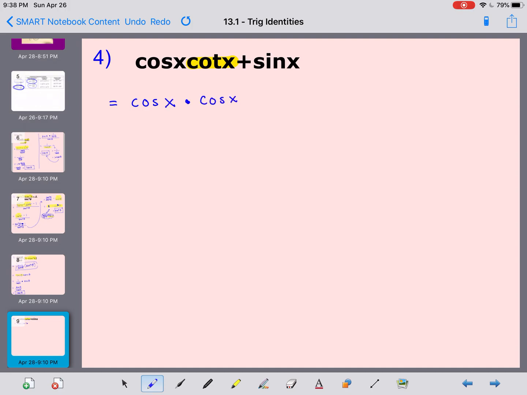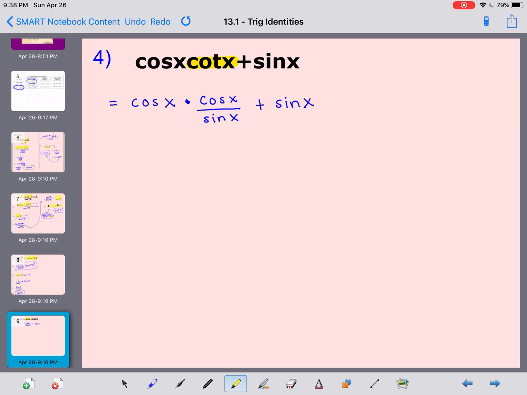So this would be cosine x over sine x. Just change the cotangent plus sine x. You cannot cancel the sines. You cannot cancel this sine with this sine. Why not? Because of that addition symbol. Okay, so you cannot cancel.